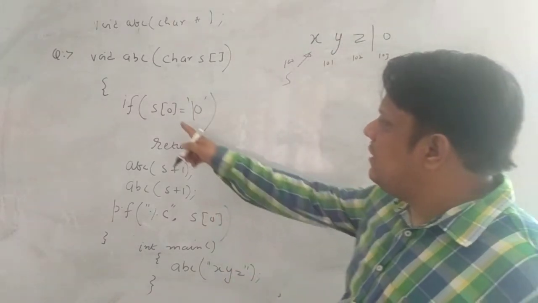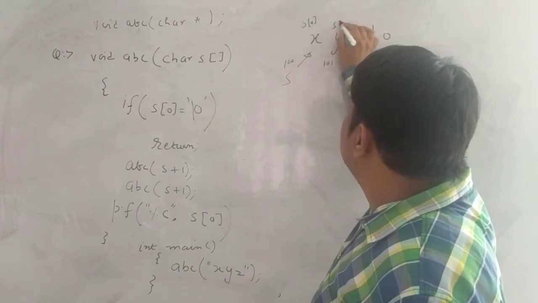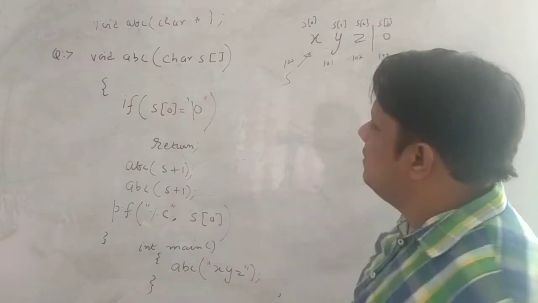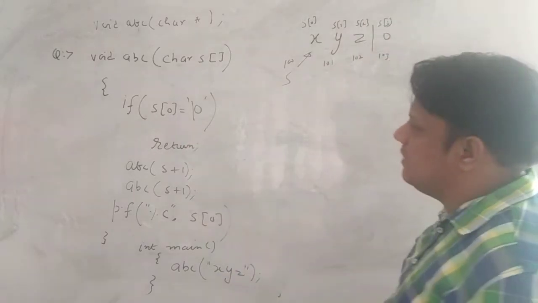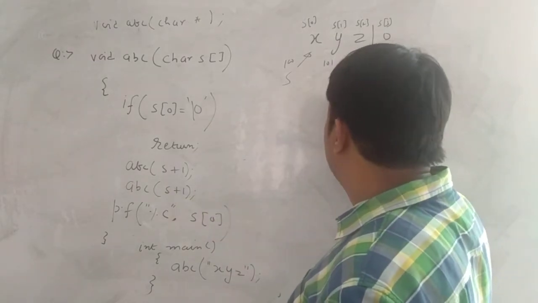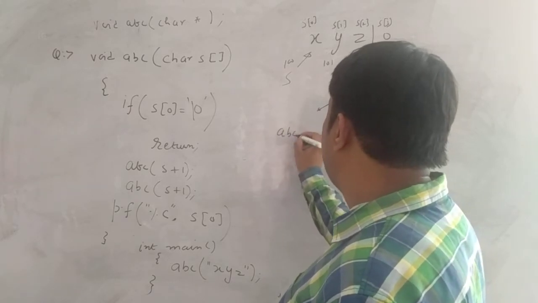100. Now if I am writing if s[0] is not equal to null, now this is your s[0], this is s[1], this is s[2], and this is s[3], right? So s[0] is equal to null, your condition becomes false. So now you come to this line, right? So when we are passing 100, what is happening? We are calling this function abc.